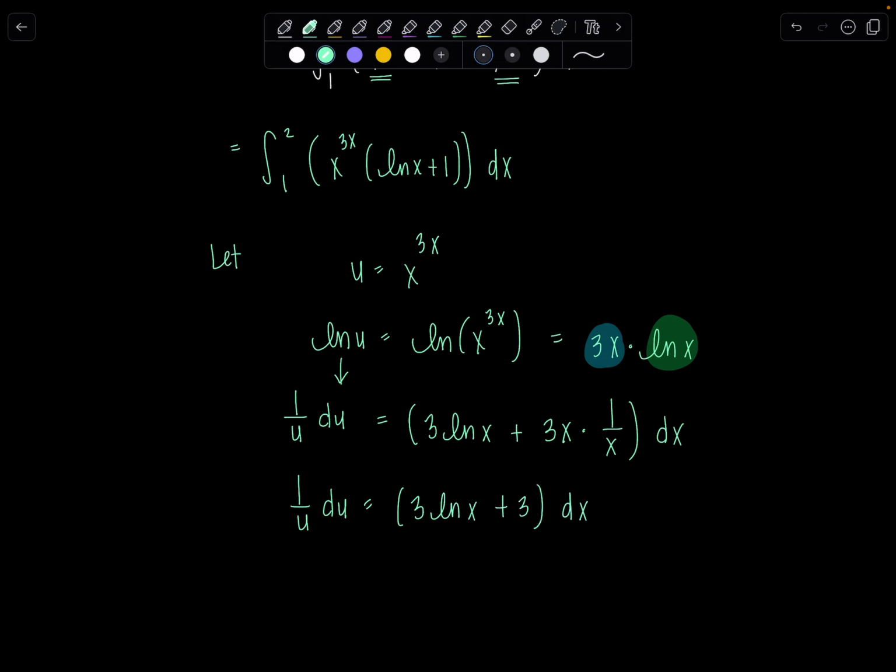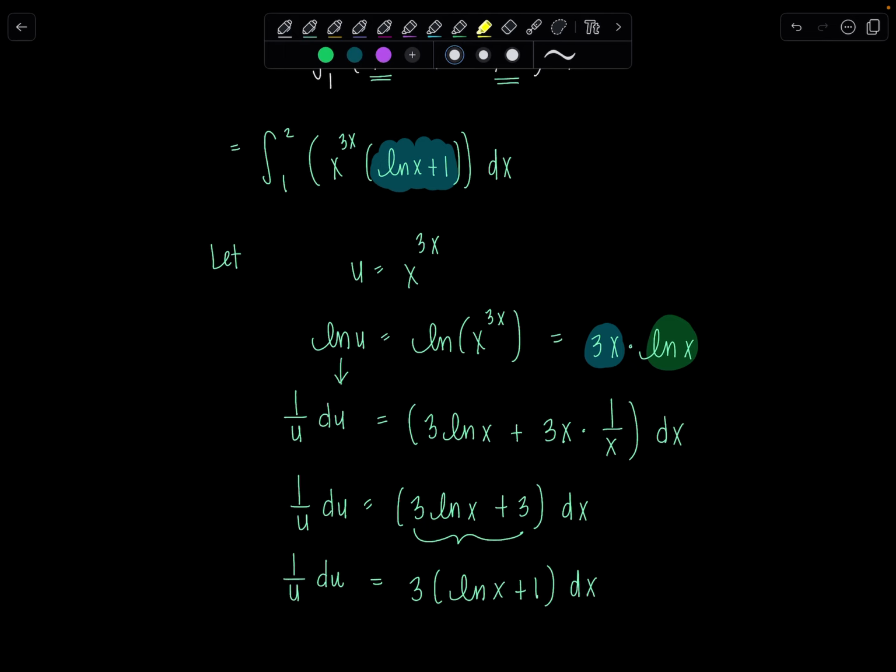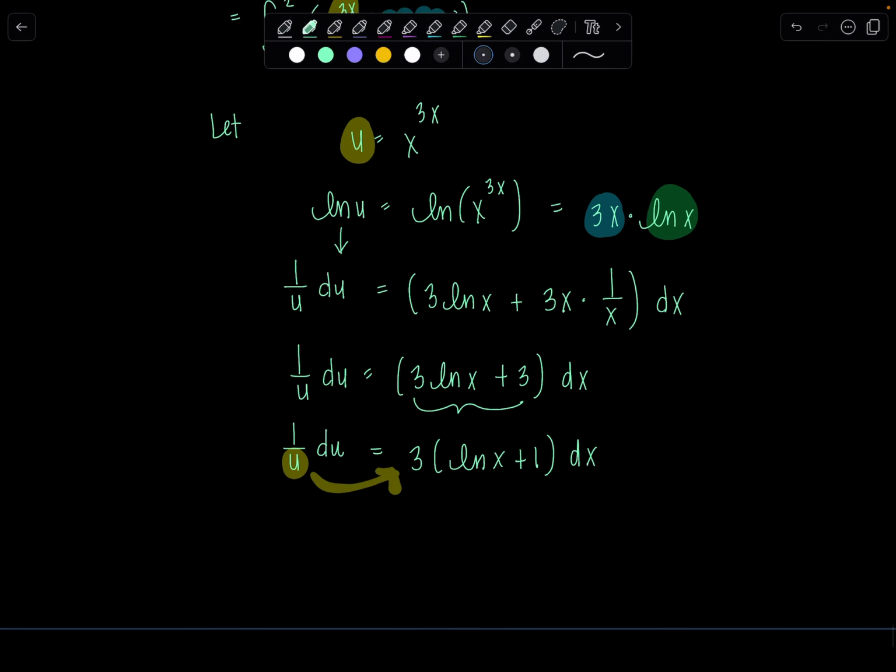And then hopefully this is looking familiar to what we had right here in our integral. There's just an extra 3. So let's factor it out. And then I do have ln of x plus 1 dx equals, over here we still have the 1 over u du. Okay, but what about this extra x to the 3x? Well, that's just u. So actually, don't worry about it. We can move that over and then divide both sides by 3, and we're pretty much ready to roll.